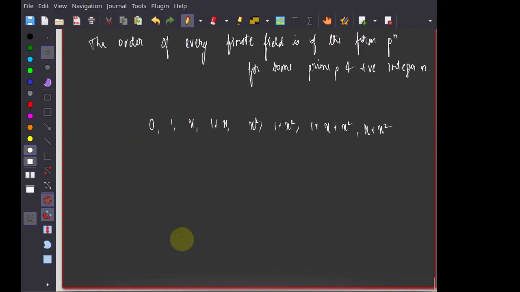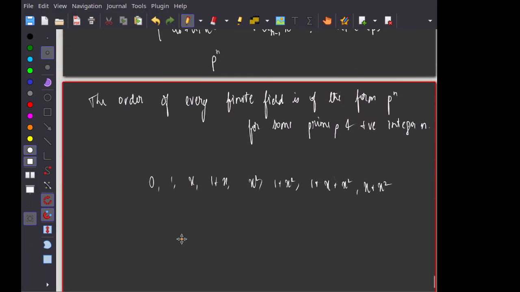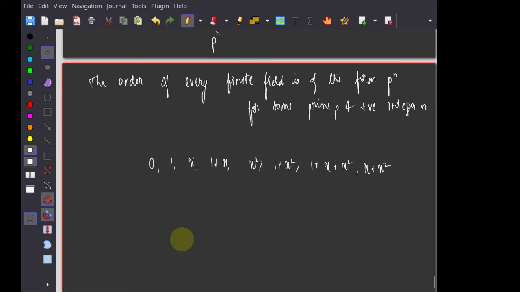So in that sense, all fields of the same size are essentially identical. They're isomorphic. But sometimes some irreducible polynomials may be more convenient in terms of implementation and so on. Certain representations of the finite field may be more helpful than others for certain applications. Any other question?